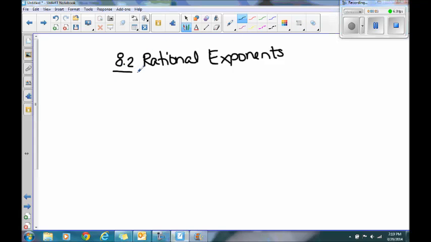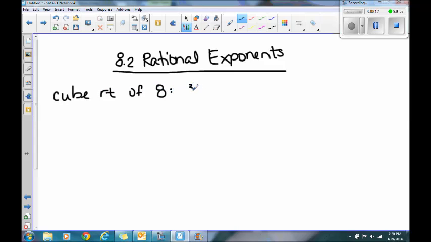In section 8.2, we're going to extend the ideas that we learned in 8.1, and we're going to write them in a little bit different way. We learned that if we are after the cube root of 8, we could write that using radicals, putting a 3 out in front for the cube root, and an 8 underneath.